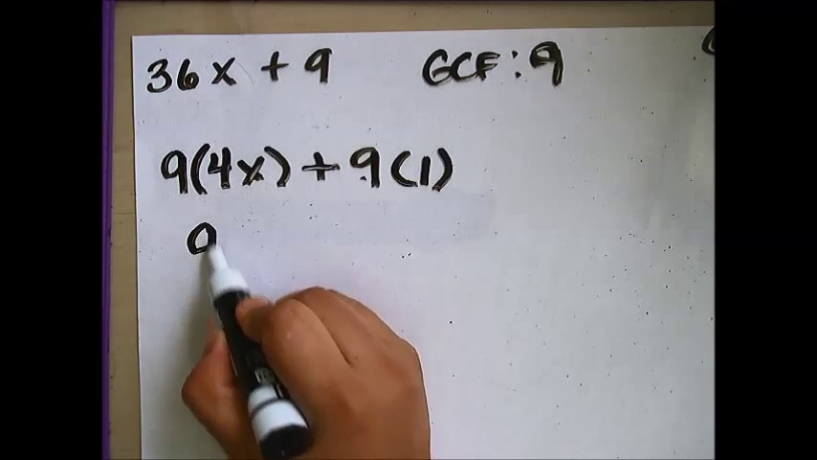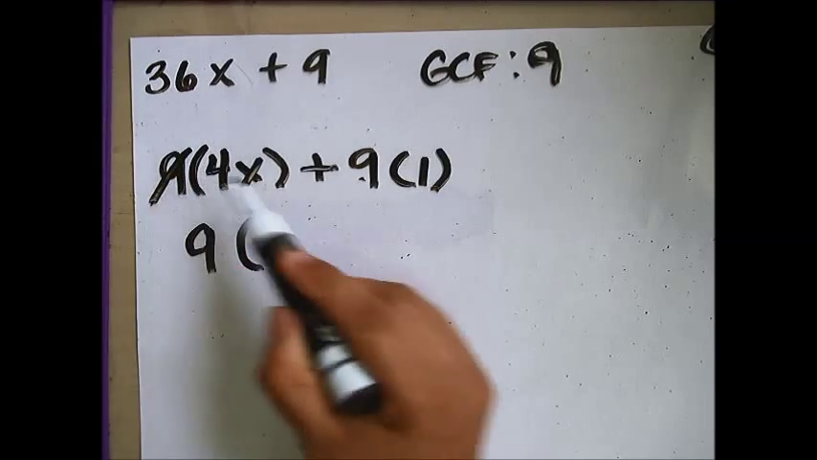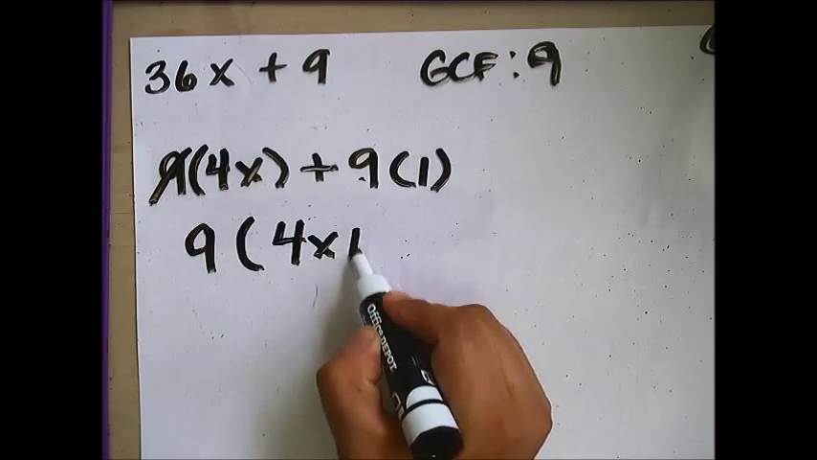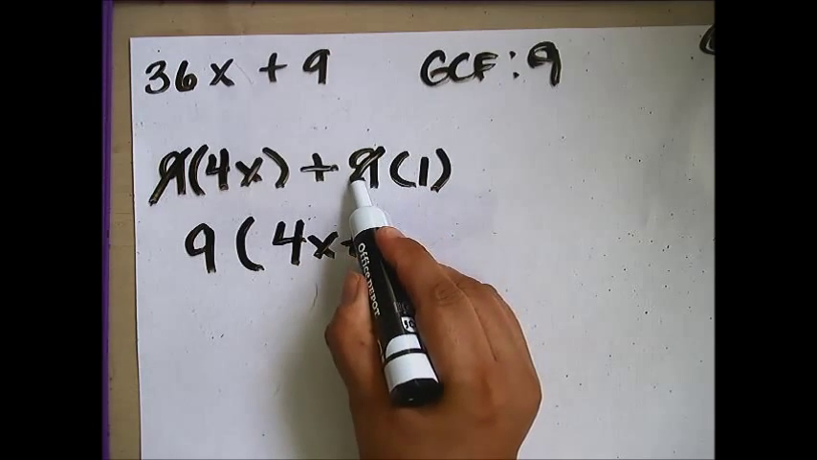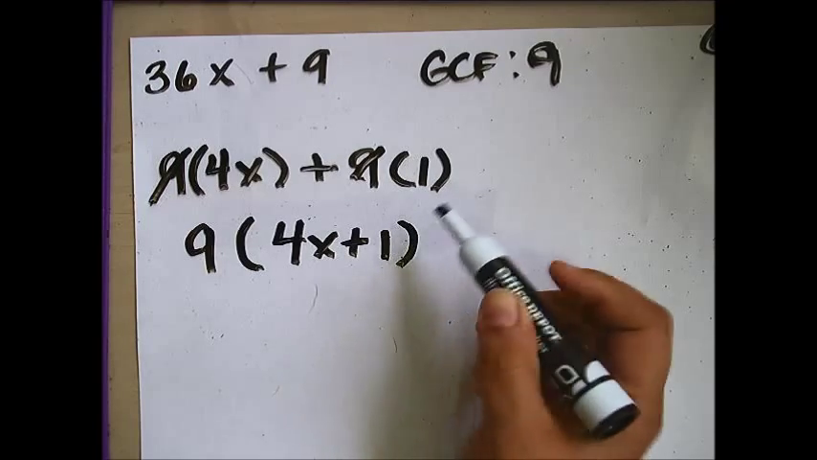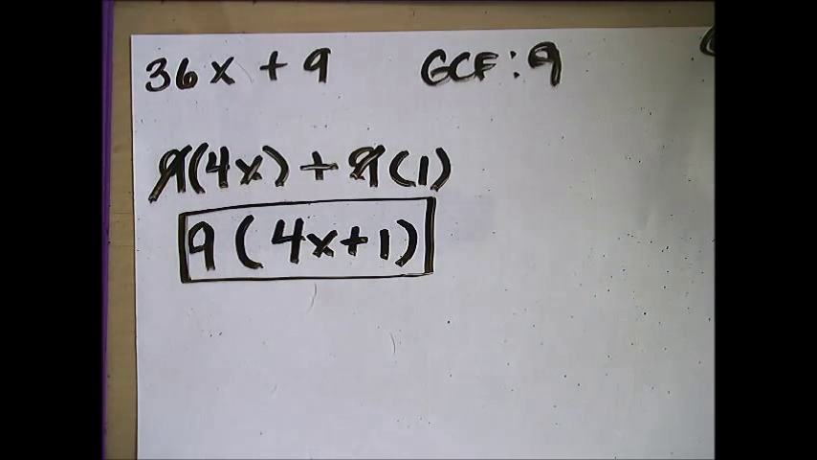So now we can pull out that greatest common factor, and when we divide it out, we're left with 4x. Plus, and when I divide this out, we're left with 1. So now we have factored this polynomial by using the greatest common factor.